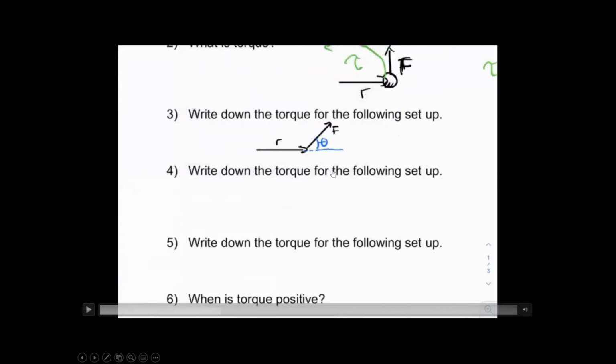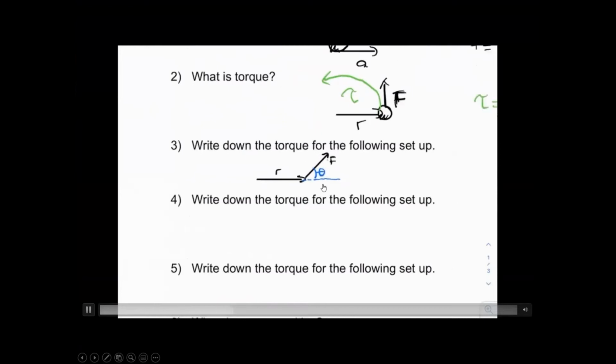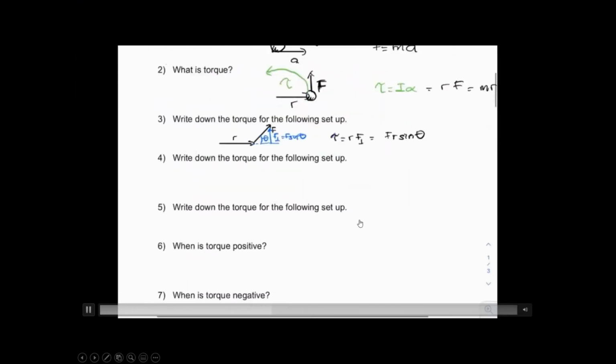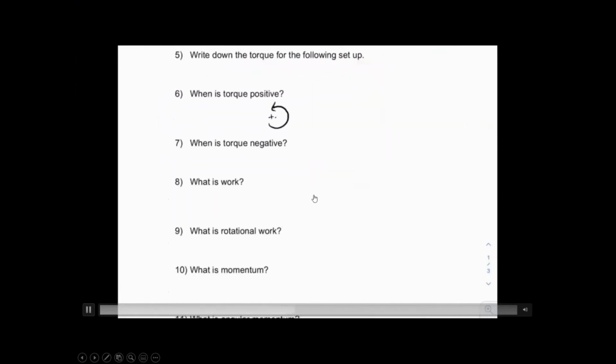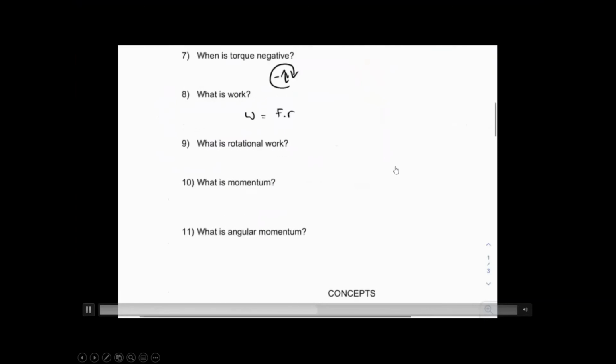This is a generic setup for a torque equation. So you've got a force applied to this point at a given angle relative to the radial axis. So the only thing you have to worry about is the component of the force which is tangential, the component which is perpendicular to the radial arm. Counterclockwise twist is positive torque, clockwise negative torque.